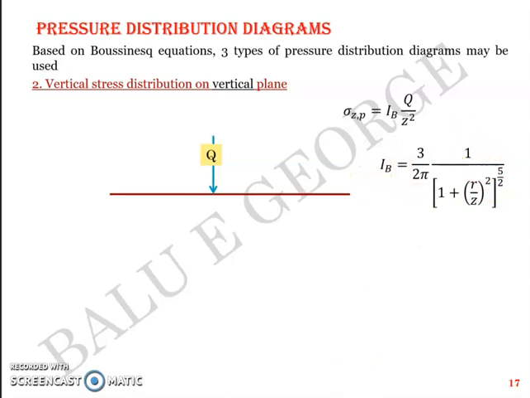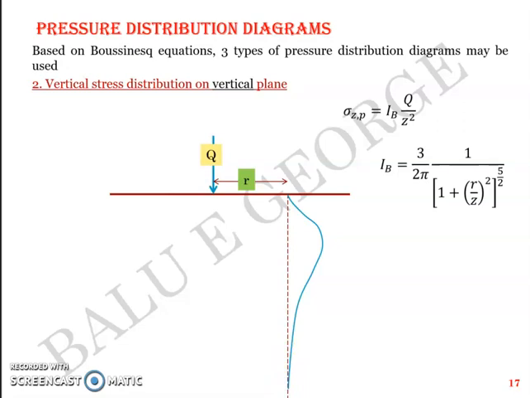Now on a vertical plane, which is at a distance r away from the axis of Q, if I draw a line there, the vertical stress distribution on that vertical plane would look like this. So it starts at 0, it has got a crescendo there, and it starts to reduce once it goes deeper and deeper. So that's a distribution on a vertical plane.